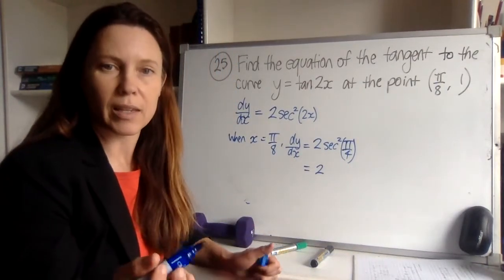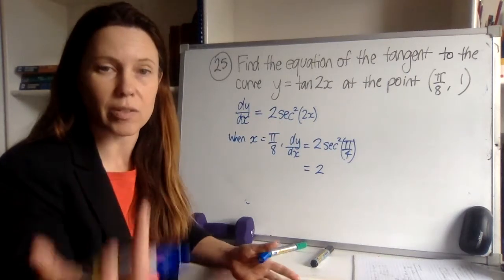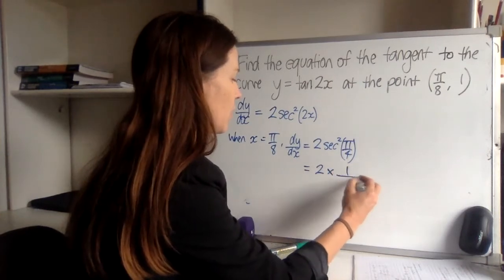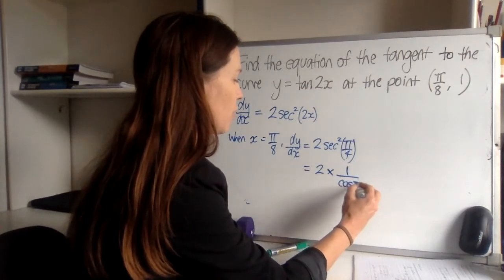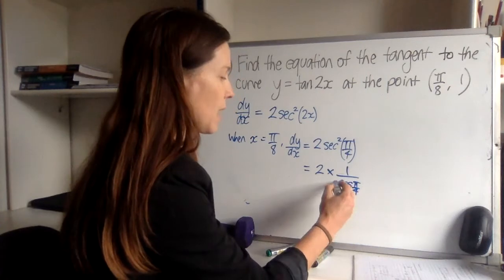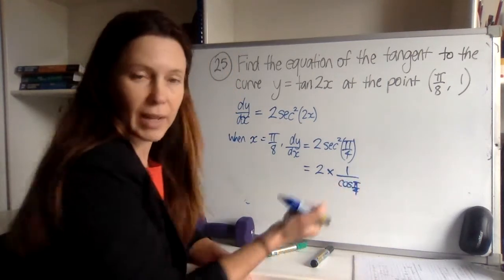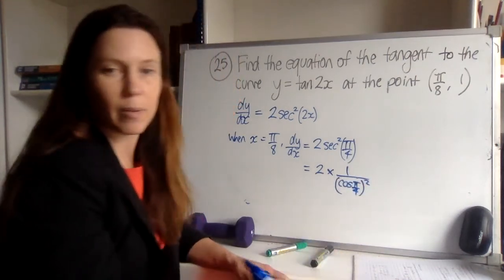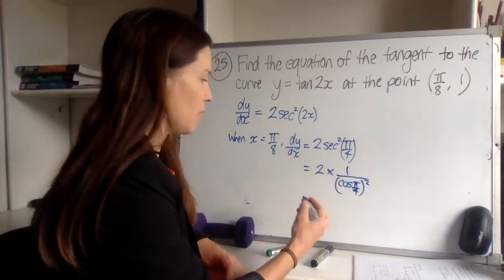Now we know that sec is 1 over cos of whatever it is, and this is sec squared. So this is the same thing as 1 over the cos of pi on 4, squared. Now you can either write cos squared pi on 4, or you can write cos of pi on 4 all squared. I'm going to do it that way so that I can just simplify this part first.